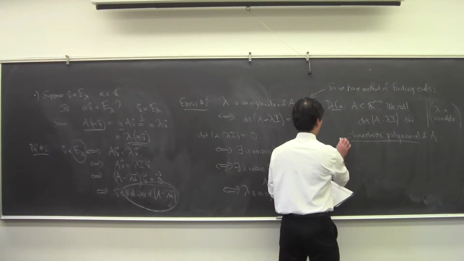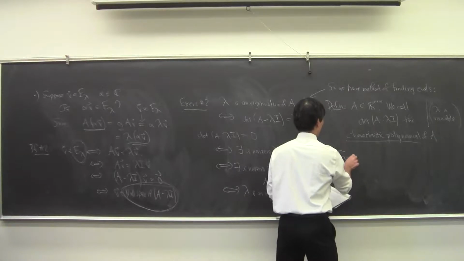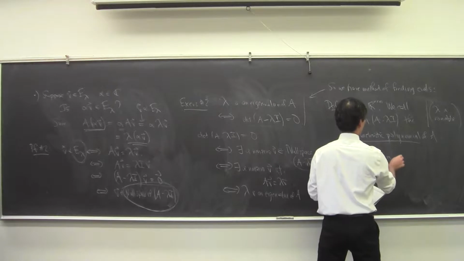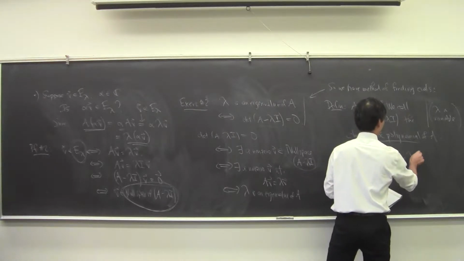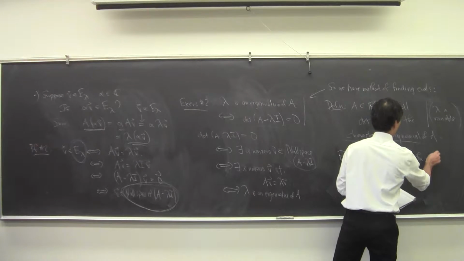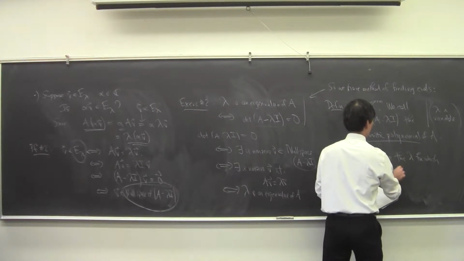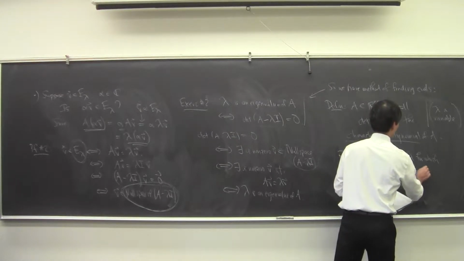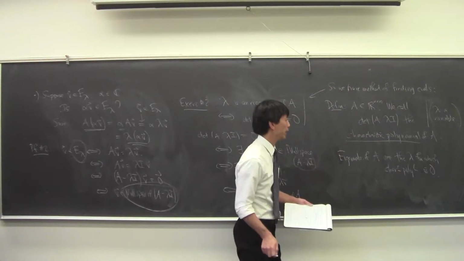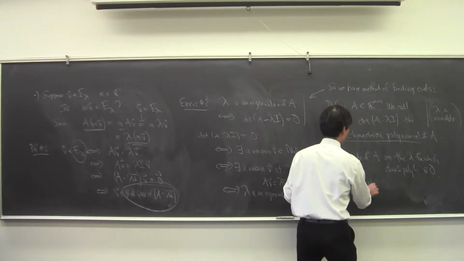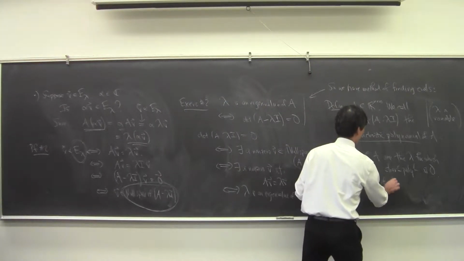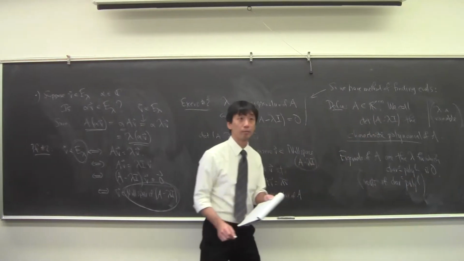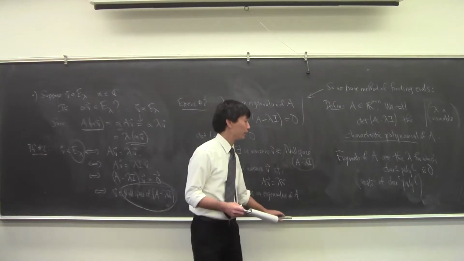So the eigenvalues of A are the lambda for which the characteristic polynomial equals 0. In other words, they are the roots, the zeros, of the characteristic polynomial.